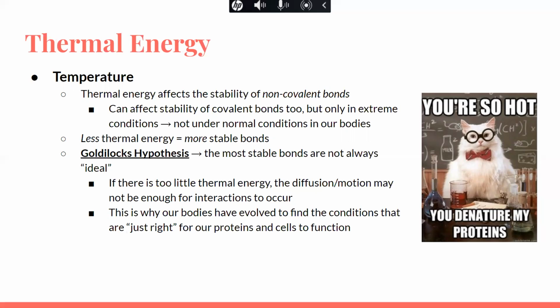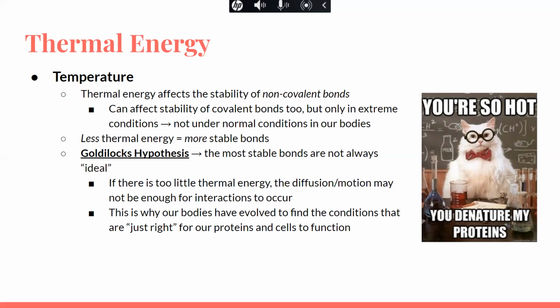Just a quick reminder: less thermal energy equals more stable bonds. Think of it as there's less input that makes the bonds more crazy, so those bonds are more stable. But just remember, a lot of times students fall into the trap that more stable is good. That's not always the case. This is what we consider the Goldilocks hypothesis. You don't want too much, you don't want too little, you want it to be just right.